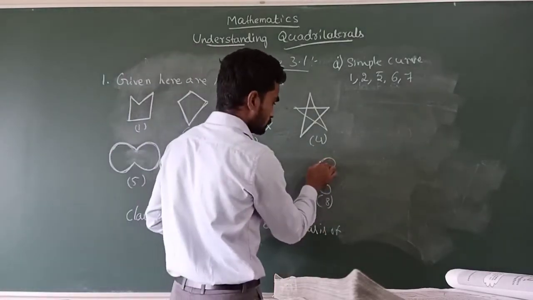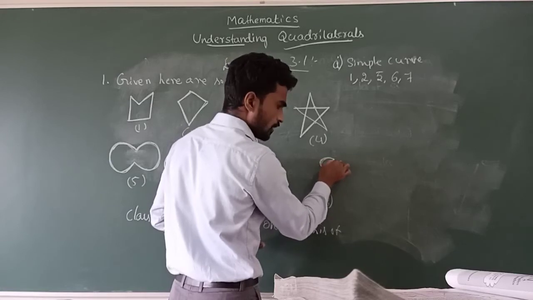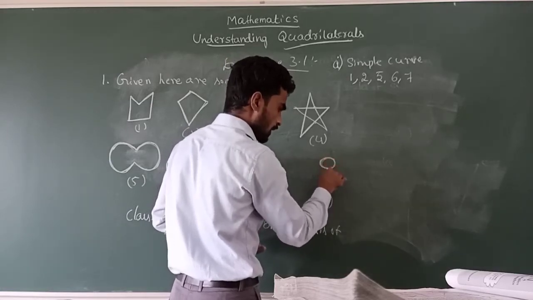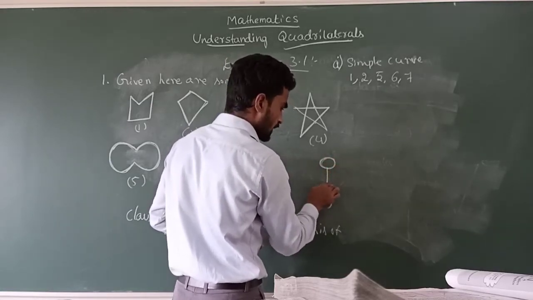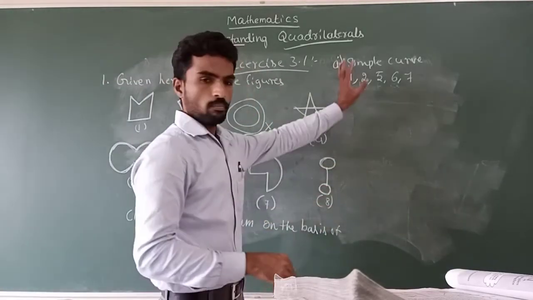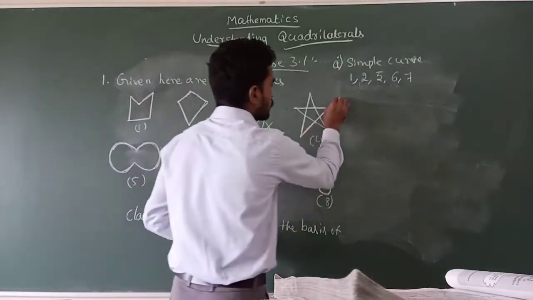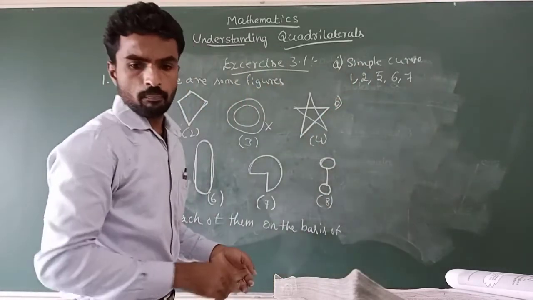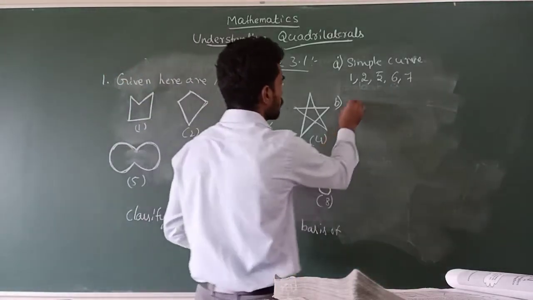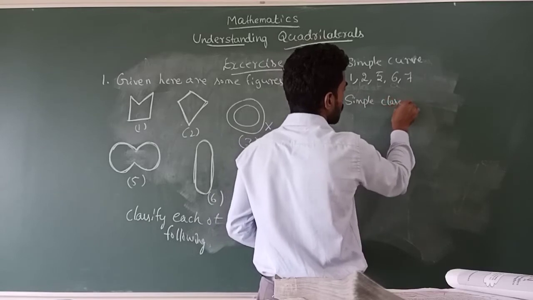But here we can draw this one easily without lifting the pen, and also this one, but both are intersecting at these points, therefore it is not a simple curve. Now for the second one they are given B, simple closed curves.